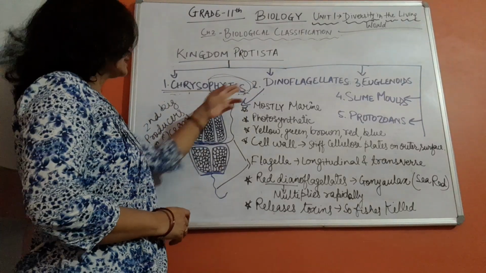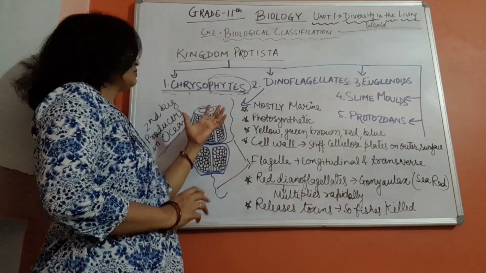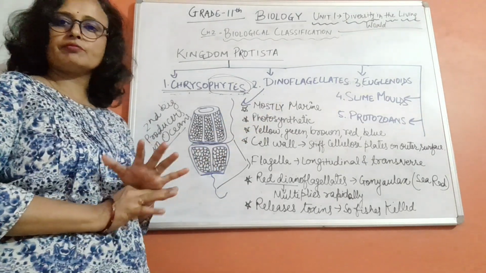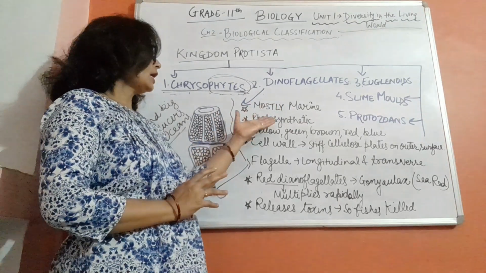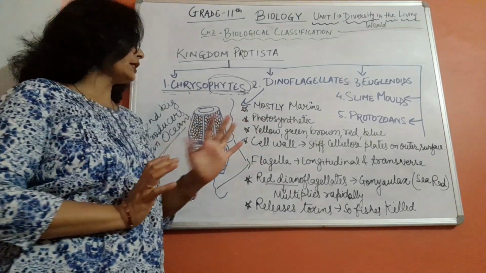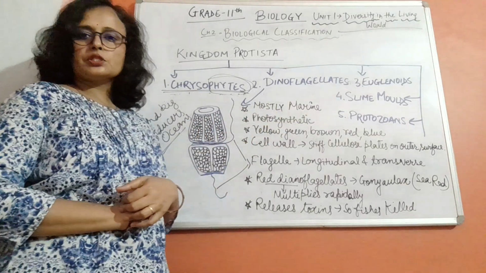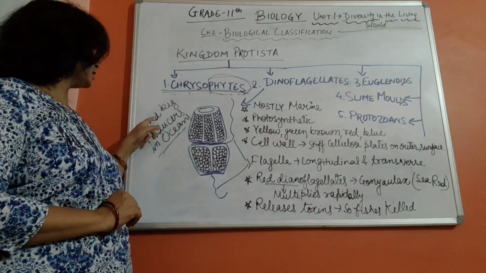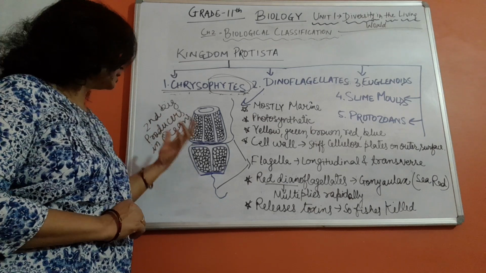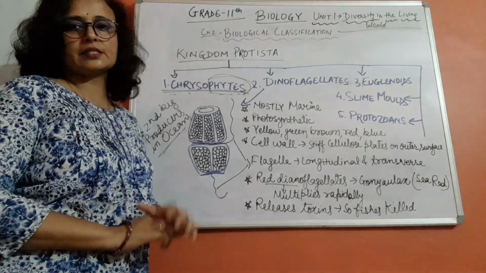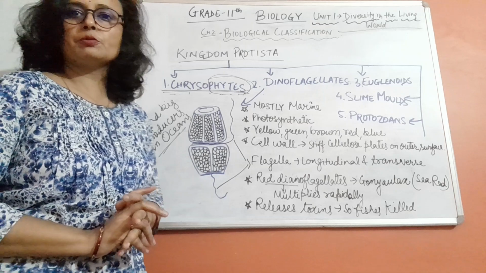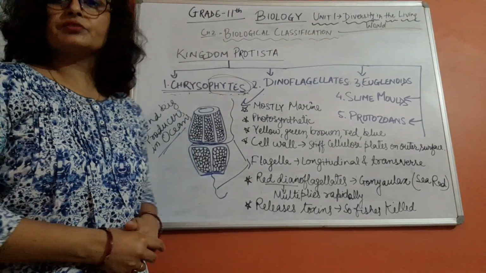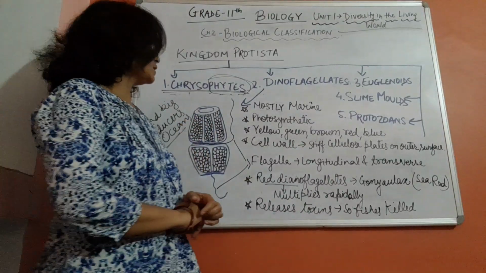So next is dinoflagellates. Dinoflagellates are a kind of protista which are mostly marine. That means they are found in sea and ocean, and they are photosynthetic. That means they can prepare their own food. And for your information, they are the second biggest producer in the ocean after chrysophytes. Chrysophytes are the biggest producer, and these are the second biggest.